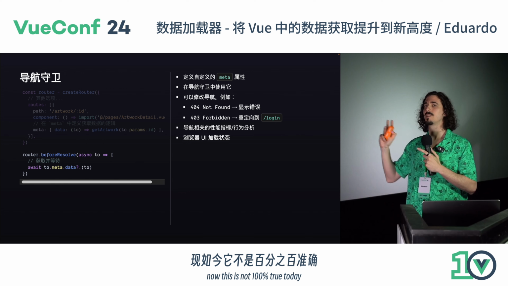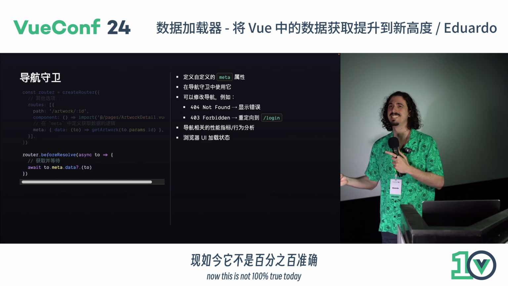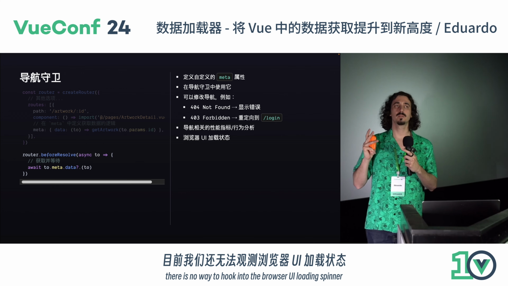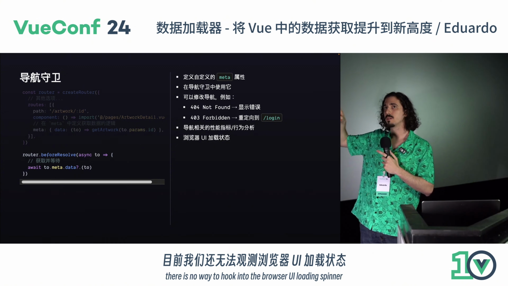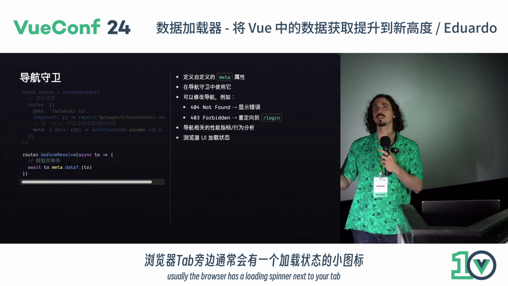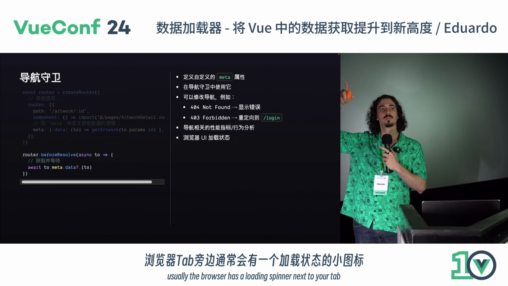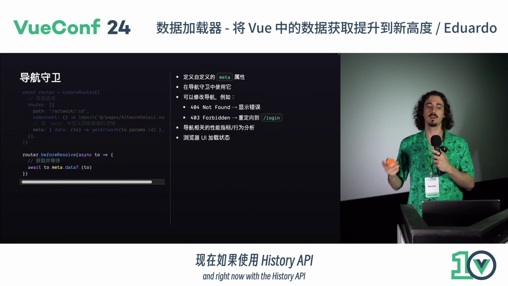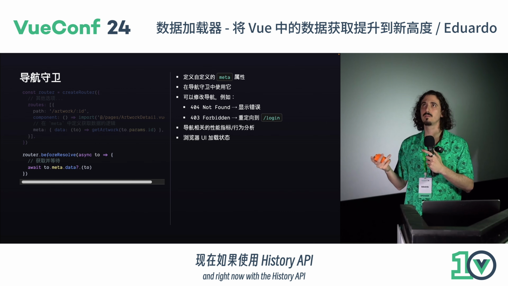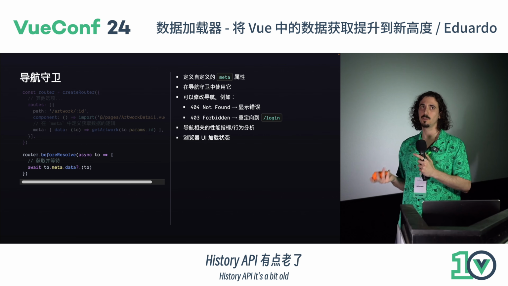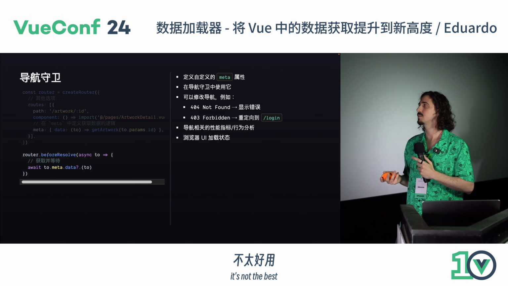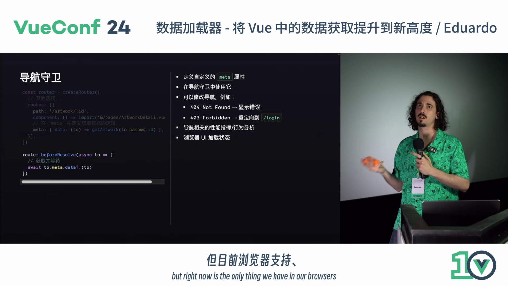Now, this is not 100% true today. There is no way to hook into the browser UI loading spinner. When you load a page, usually the browser has a loading spinner next to your tab. And right now with the history API, this is not possible. The history API is a bit old. It's not the best, but right now it's the only thing we have in our browsers.